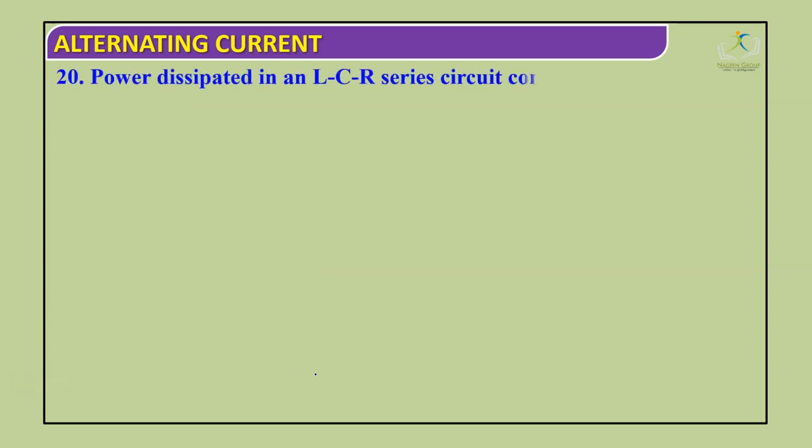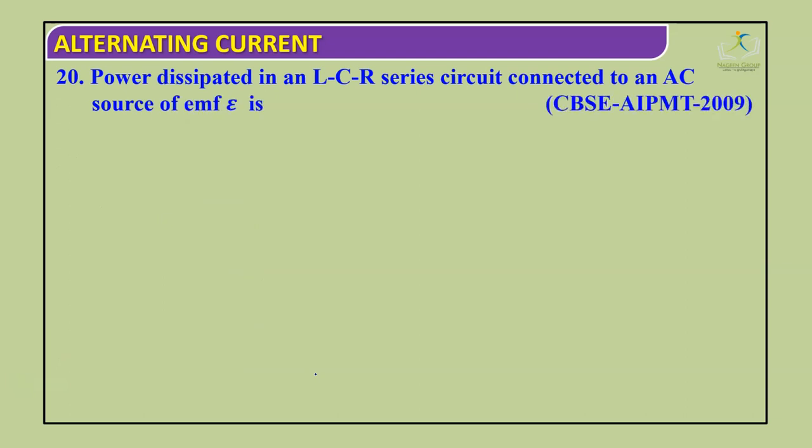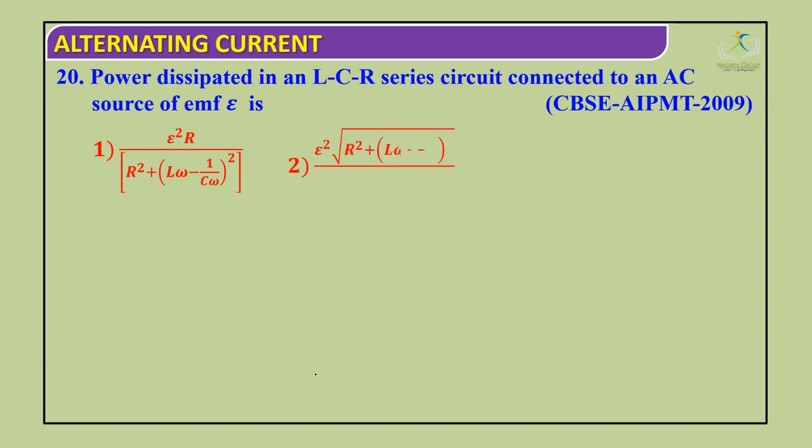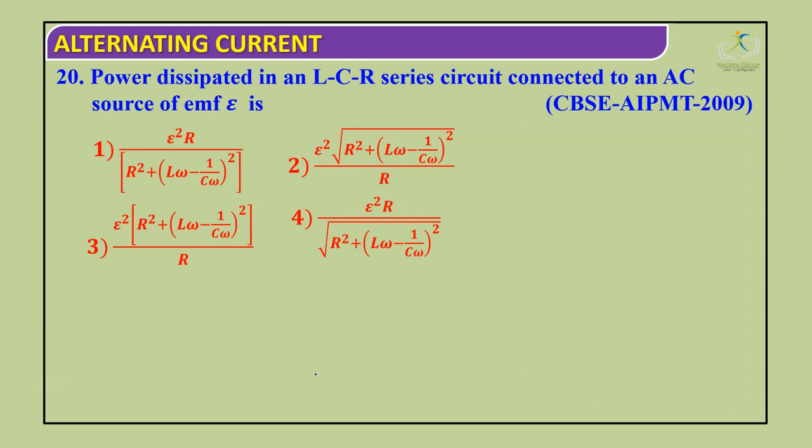Next question we have: power dissipated in an LCR circuit connected to an AC source of EMF E is: E square by R; E square R by R square plus L omega minus 1 by omega C whole square; E square under root R square plus (L omega minus 1 by C omega) square by R; and the fourth, E square R divided by under root R square plus (L omega minus 1 by C omega) whole square.